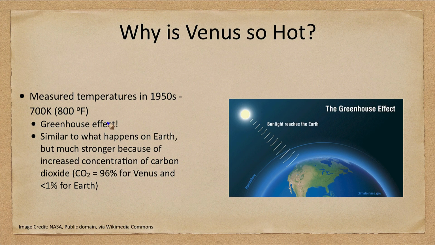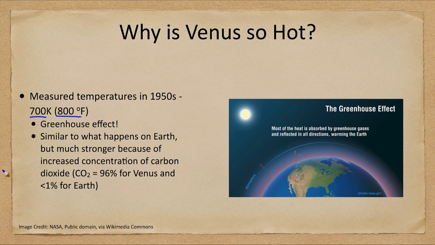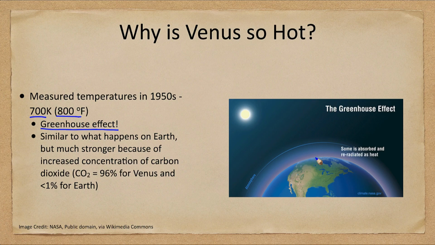Well, the temperatures were measured, and it was kind of a surprise that the temperature was 800 degrees Fahrenheit, 700 Kelvin. Well, this is again the greenhouse effect. So we see the sunlight coming in. Some is reflected back to space. Some is absorbed and re-radiated as heat. The heat is what warms the planet, and some of it is absorbed by those greenhouse gases.